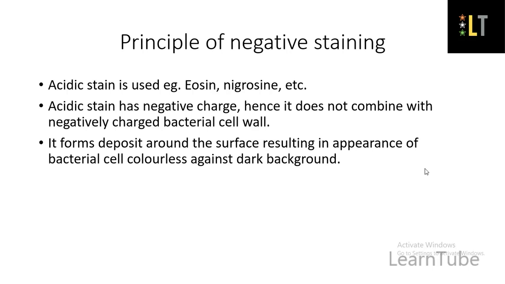So as the acidic stains are also negative in charge and your cell surface is also negative in charge, the stain is not retained by the bacterial cell wall and it gets deposited around the surface, resulting in appearance of bacterial cell as colorless against dark background.